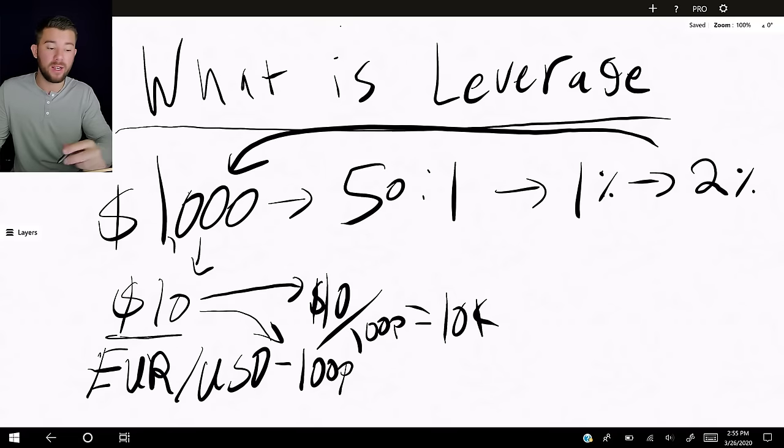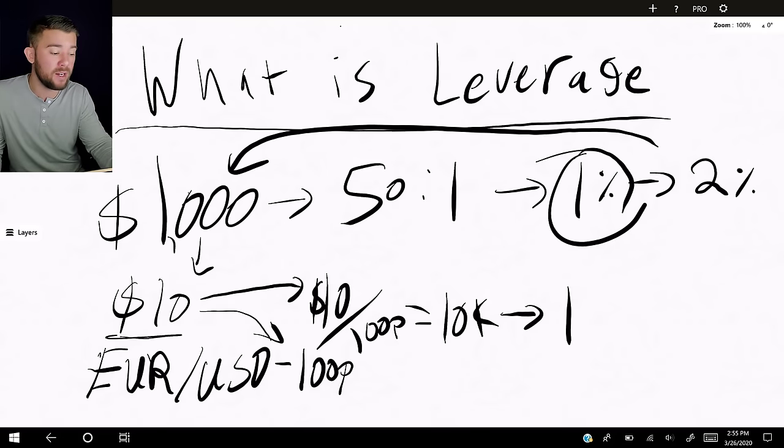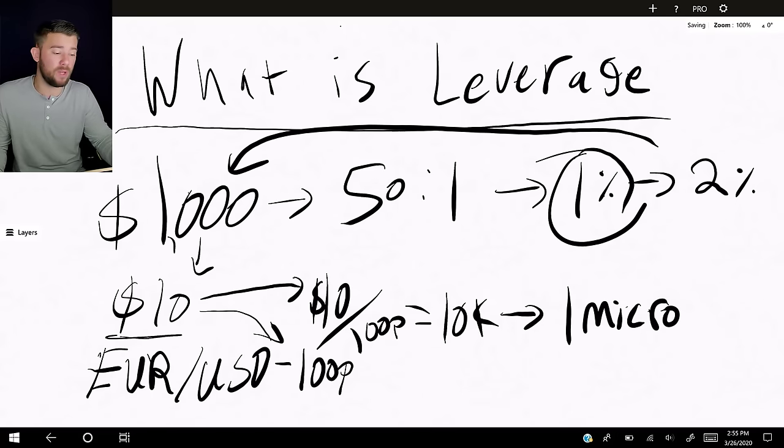This is where it gets a little bit easier. Now we know that we need a value of 10 cents per pip on this trade. Why? Because we have a 100 pip stop loss and I want to risk 1% of my account, which means I need 10 cents per pip times that 100 to give me that $10 risk. With 10 cents per pip, we've talked about this already, that means you need one micro lot. Now, one micro lot would cost you $1,000 because you are controlling 1,000 units of currency with a micro lot.